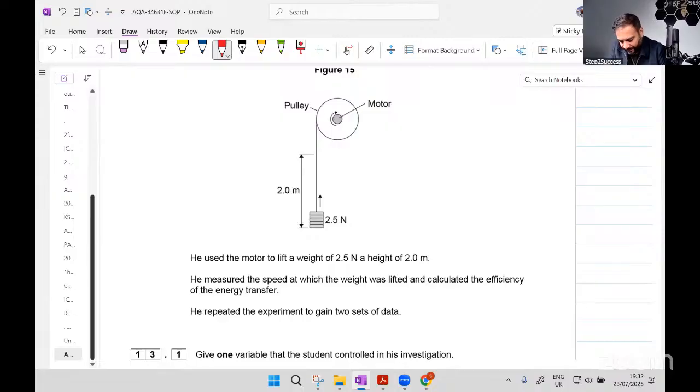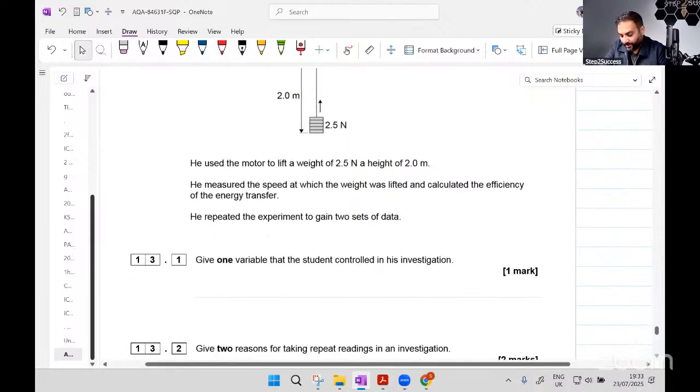He repeated the experiment again. Give one variable the student controlled. Well, presumably the height that we lifted it and the weight that we lifted. So we did this twice, but both times we lifted it 2 meters and we lifted the 2.5 newtons. So you can say the height lifted or the weight used. The height or the weight would be fine.